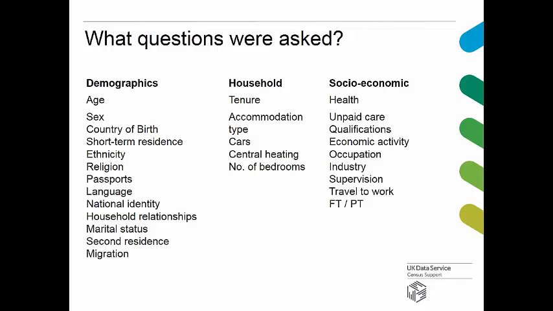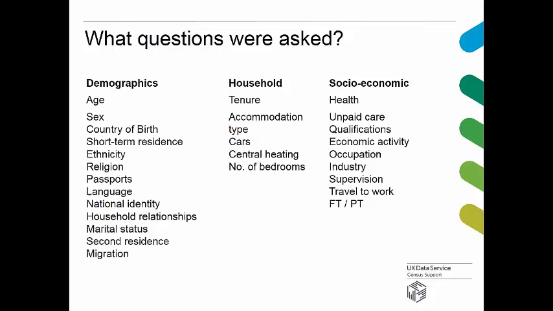National identity, again, that was a question first introduced in the last census. Whether you're British, Welsh, Scottish, etc. Questions on household relationships, marital status, whether you have a second home, and migration, which shows where you lived, I think there's a question on where you lived a year before, compared to now. There are household level questions such as tenure, whether you're renting privately, socially, or owner-occupied, accommodation types such as if you live in a detached house, a terraced house, a flat, etc.